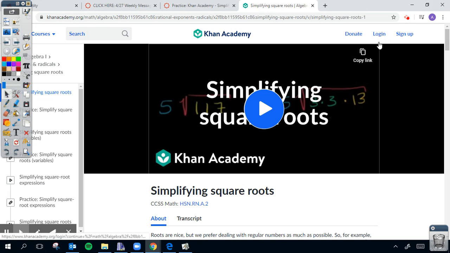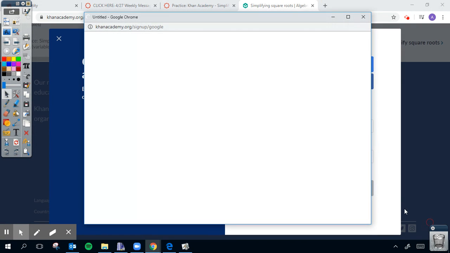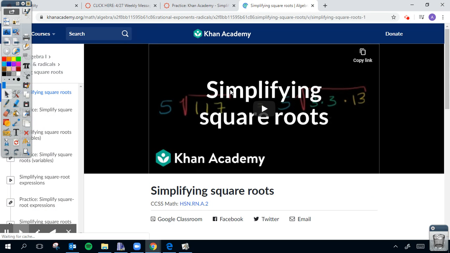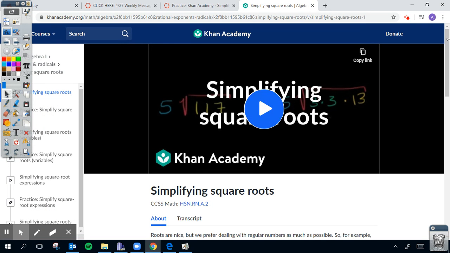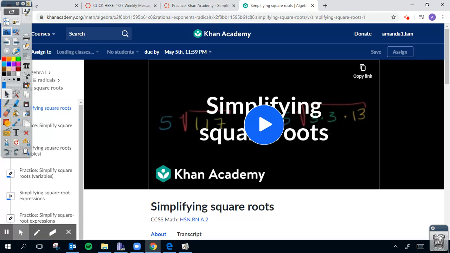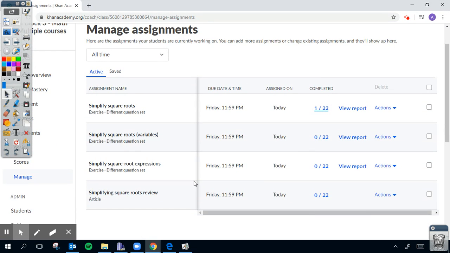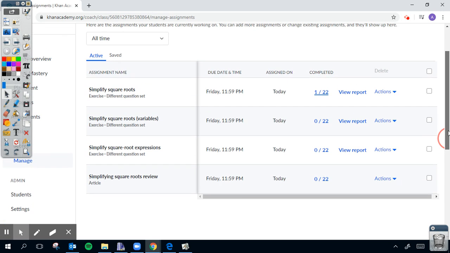All right, so I'm going to log in because I already have made my account. I'm going to continue with Google. And now I'm in. Okay, so what your assignments look like. I assigned 4 things to you guys. And I'm not sure if it's going to look like this on your account, but this is what it looks like from the teacher account.